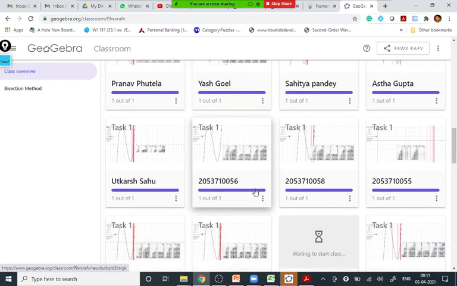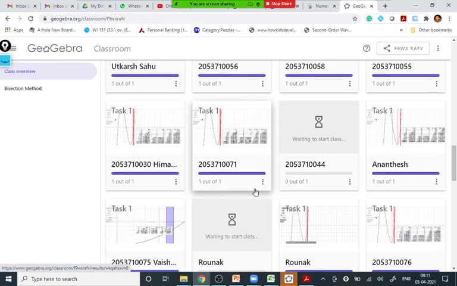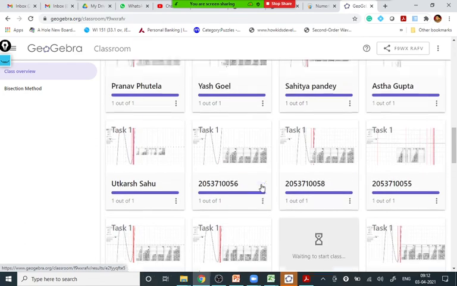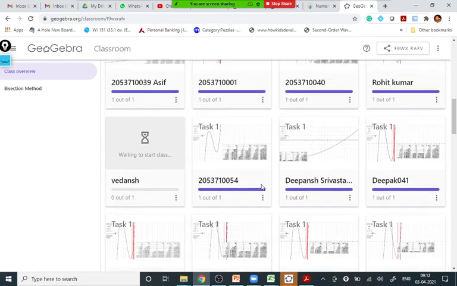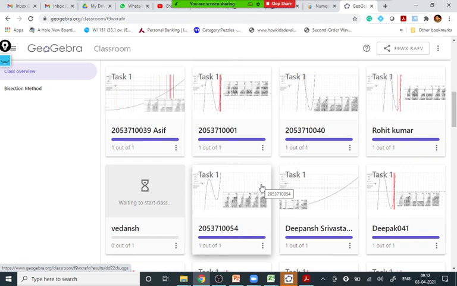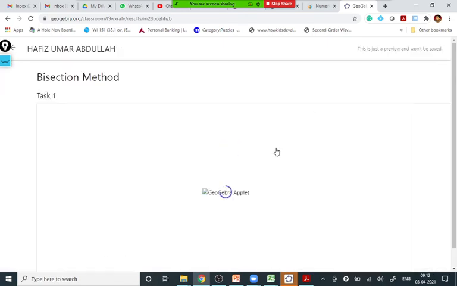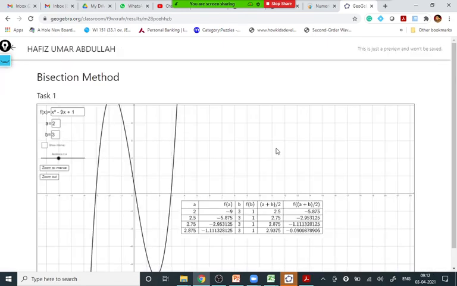Sir, will you please check whether mine is correct or not? Hafiz Umar Abdullah, where is yours now? If you scroll up, then you can see. A bit more scroll up, sir. Yes sir, this one. Yes, you've done it. x cube minus 9x plus 1, 2, 2, 3. That's correct now. If you want more iterations, just move this slider. Move this slider, you get n equal to 10. Ten iterations you can see. It's correct there.